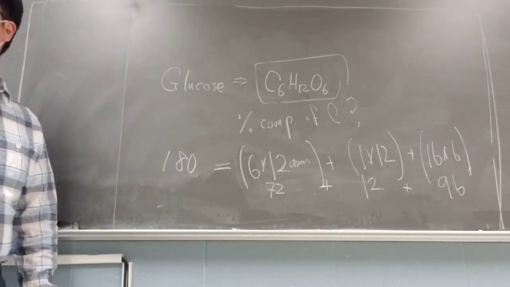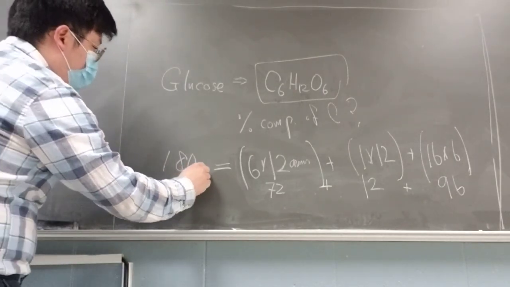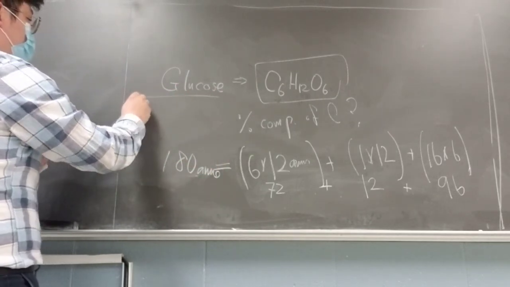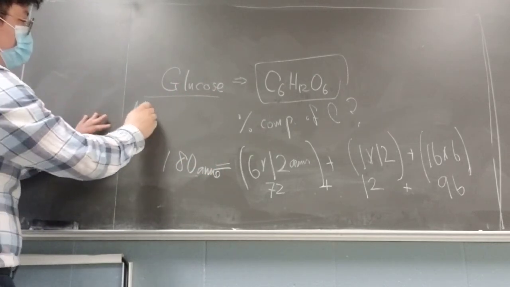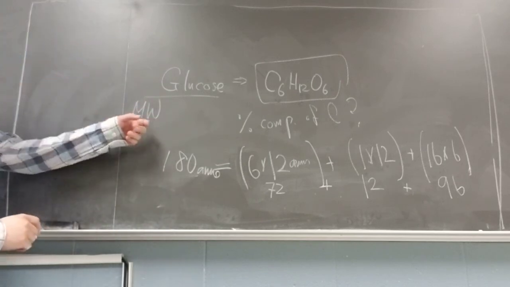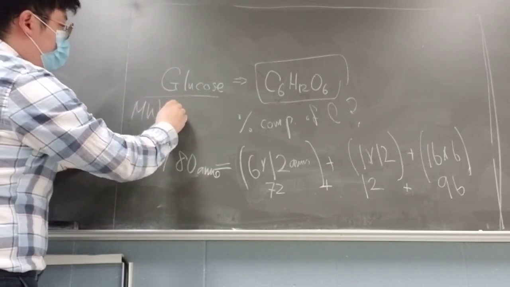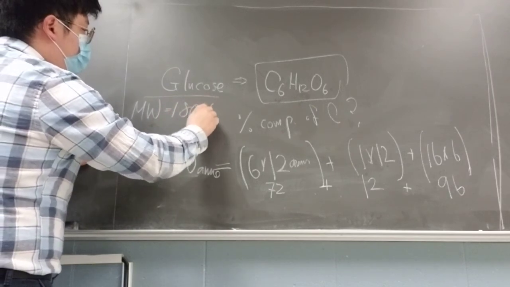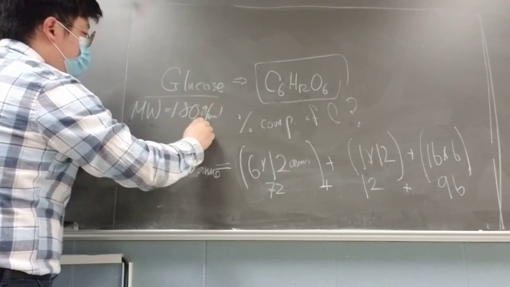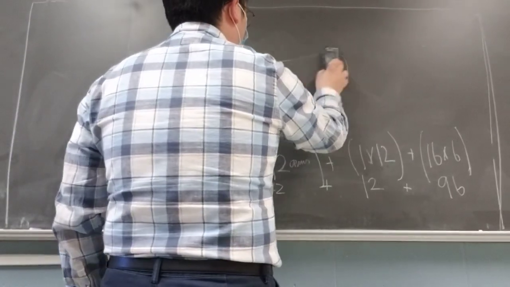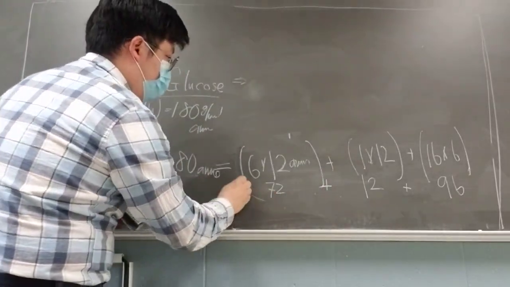Right? 180. Okay, good. So 180 approximately. Now we got the molecular weight. Molecular weight is sometimes just written MW. The molecular weight of glucose is 180 grams per mole, or you can say AMU. Now we got everything, and we're going to do it for carbon, which is just this part.